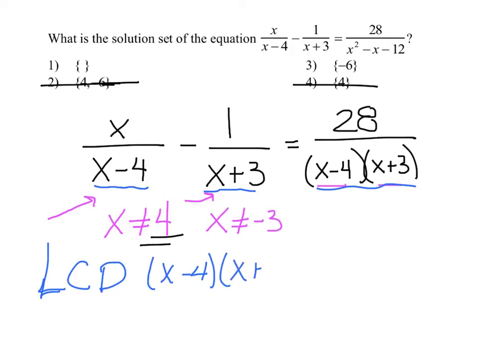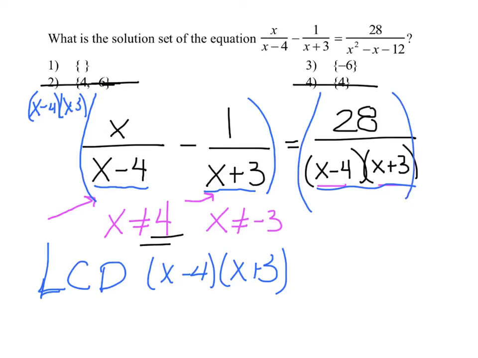plus 3. Alright, so let's give these a big bear hug each side here, and we'll multiply by x minus 4 and x plus 3. And we'll wrap this bear up here, and we'll go x minus 4 and x plus 3. I think I said a minus 3, I do mean a plus 3 there.